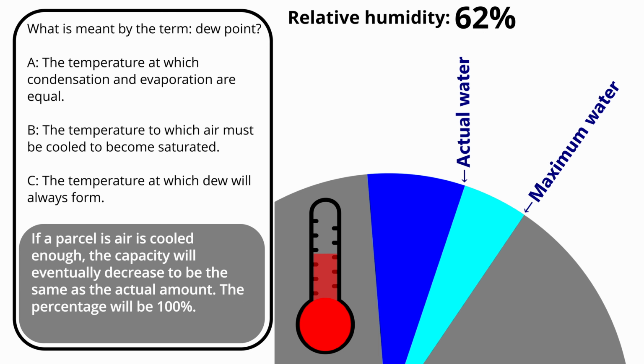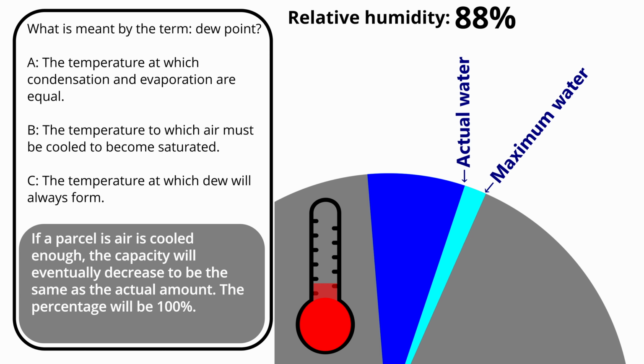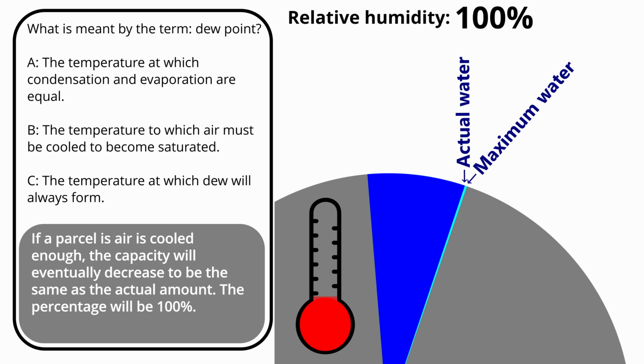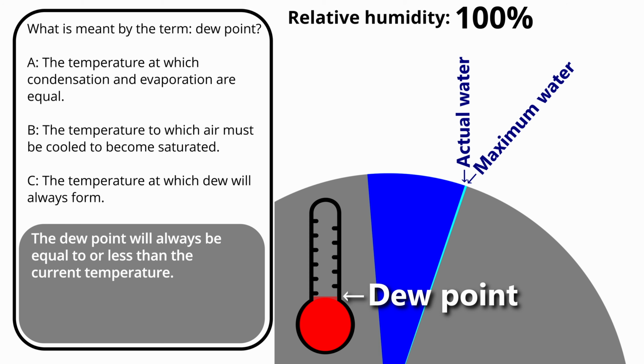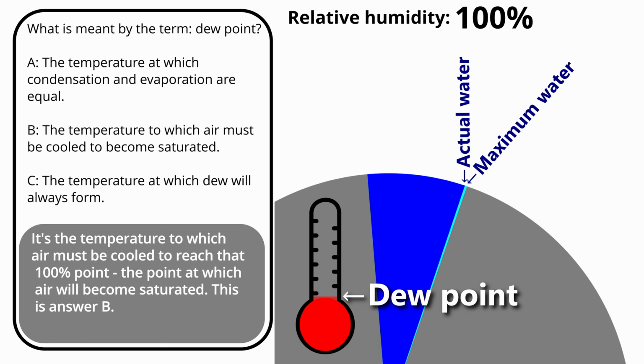If a parcel of air is cooled enough, the capacity will eventually decrease to be the same as the actual amount. The percentage will be 100%. The temperature at which this happens is called the dew point. It can be calculated from the current temperature and humidity. The dew point will always be equal to or less than the current temperature. It's the temperature to which air must be cooled to reach that 100% point, the point at which air will become saturated. This is answer B.